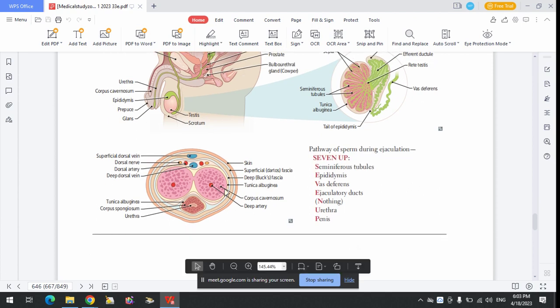Very easy. Then this is a cross section of the penis. This is what you see when you cut the penis. So the first thing you see are the two erectile bodies. These two erectile structures are the corpus cavernosa. So what's the lymphatic drainage for the corpus cavernosum?